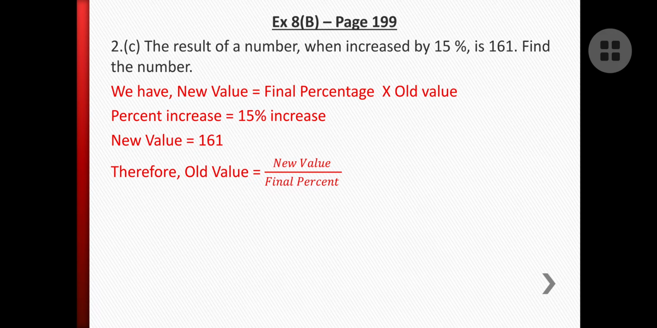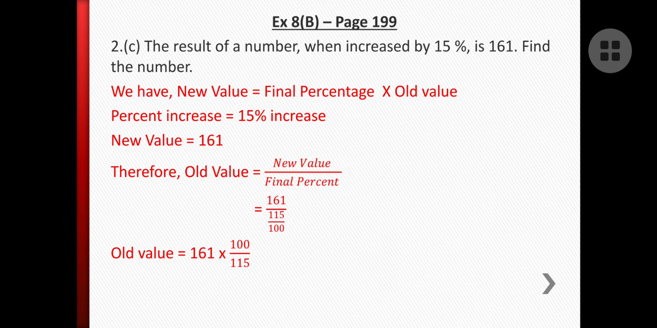The formula which we got in the previous example is old value equals new value by final percentage. Just substitute the values. Final percentage will be what? For a 15% increase, it will be 100 plus 15, right? So old value is equal to 161 divided by 115 by 100. When you take it into the numerator, it will be 161 into 100 by 115.